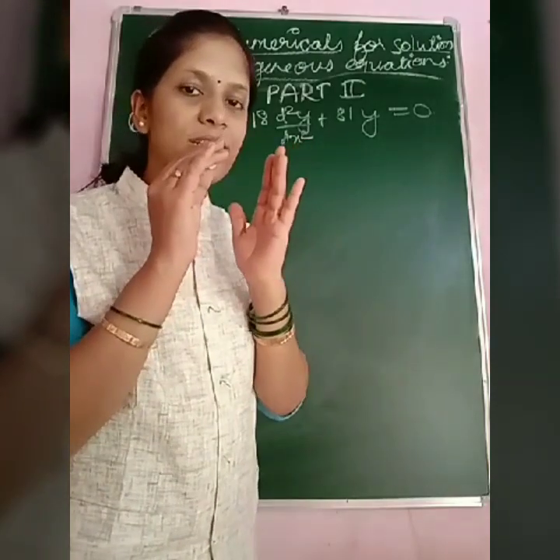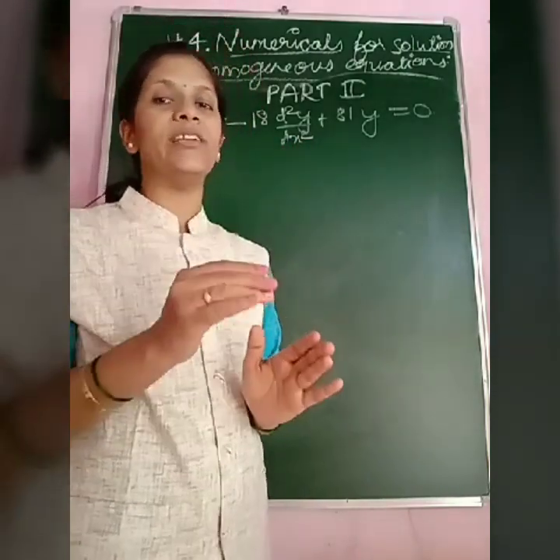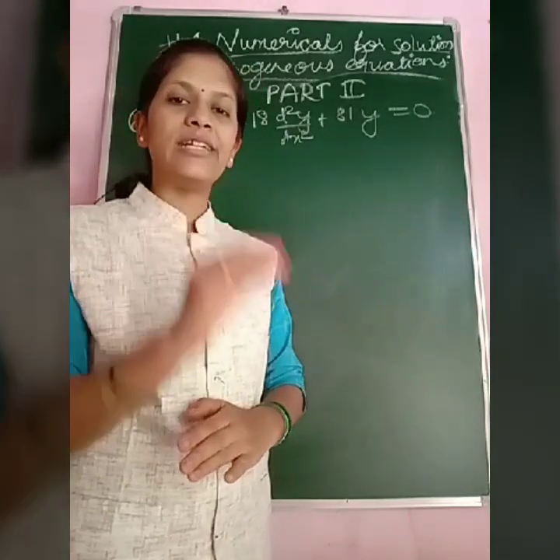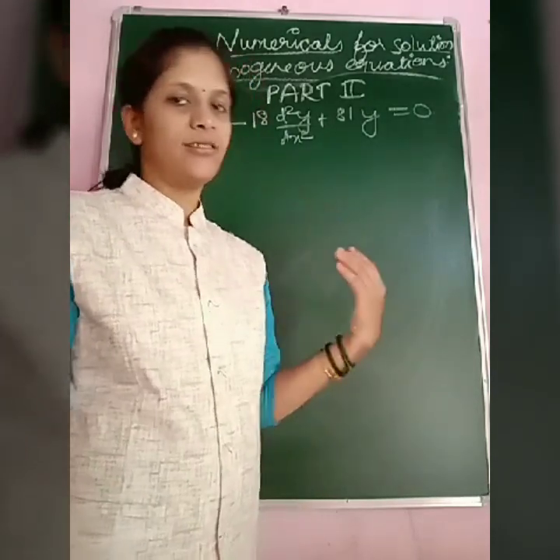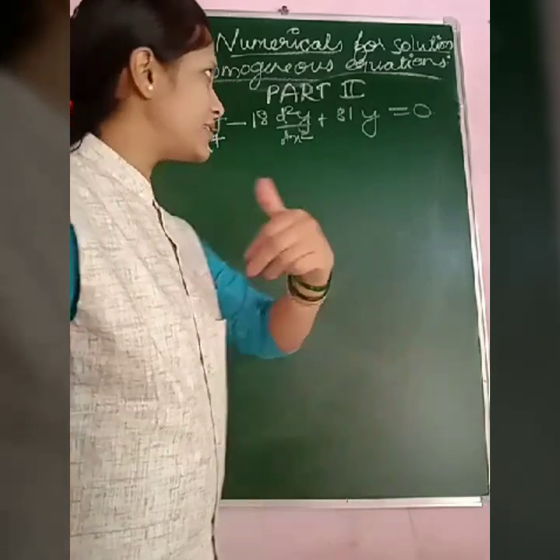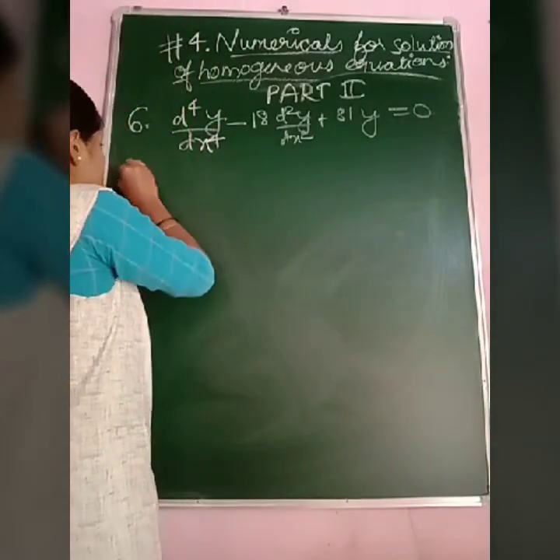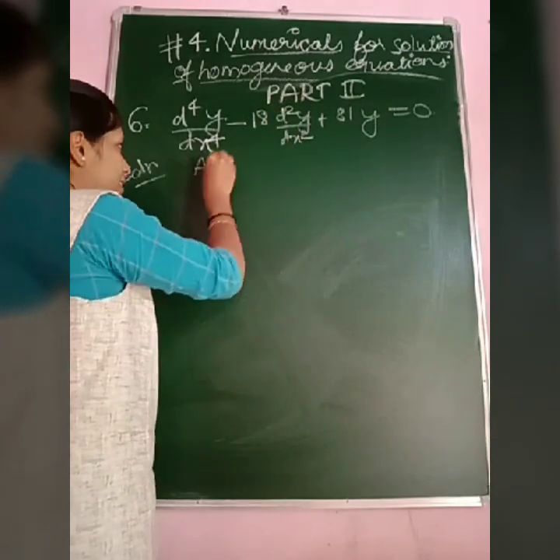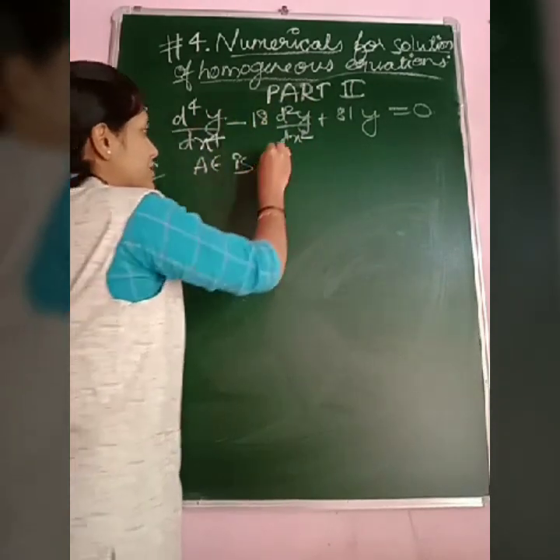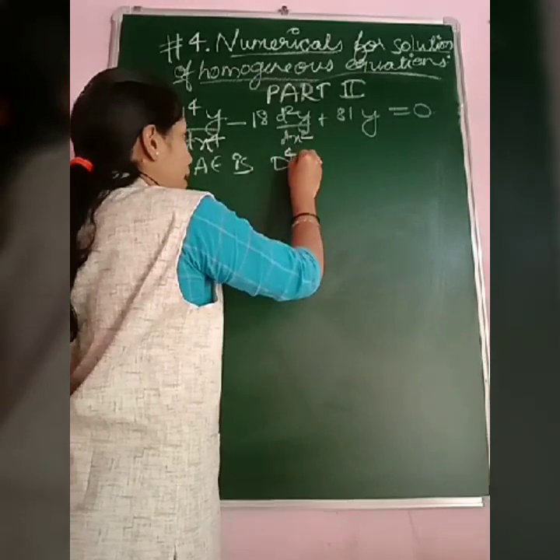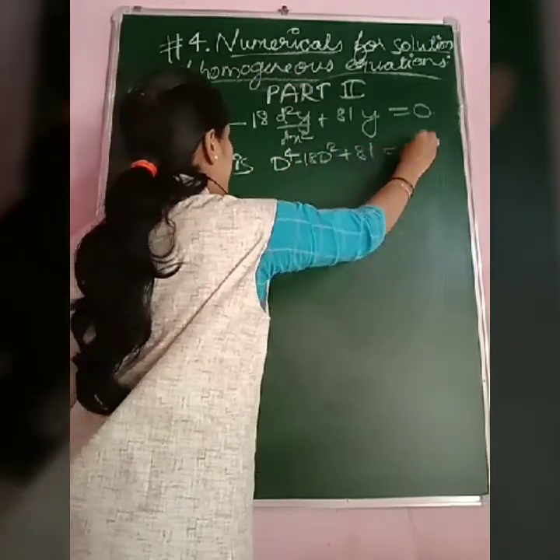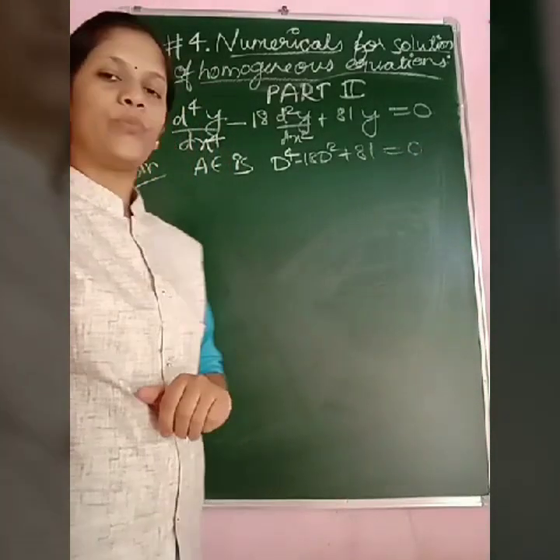So we have to consider the auxiliary equation f(D) equal to 0 and solve for D. Based on the nature of the roots, we can write the complementary function. So let us get started. Solution: the auxiliary equation, that is f of D, is D raised to 4 minus 18 D squared plus 81 equal to 0.